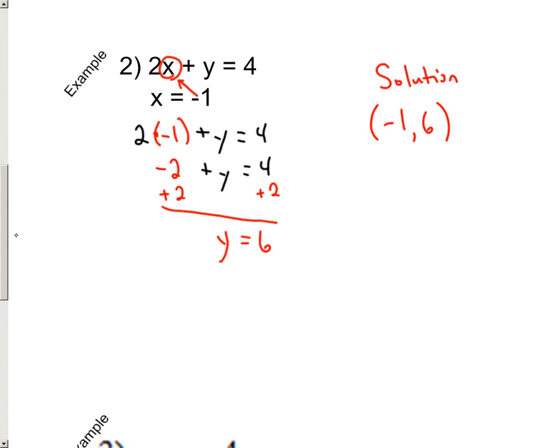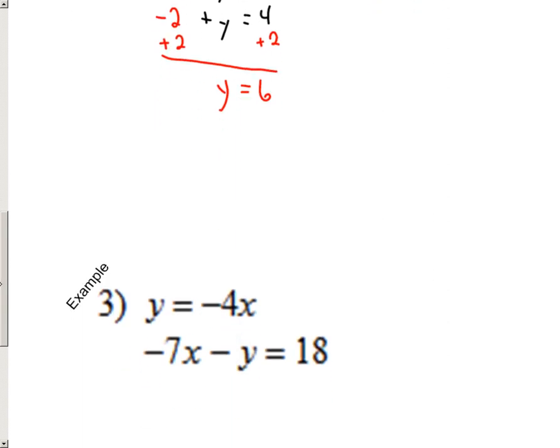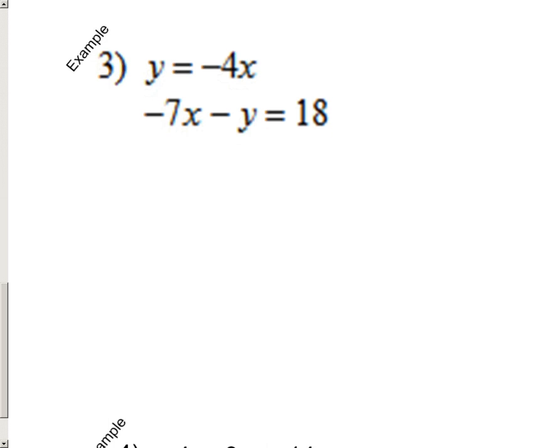Let's go down and take a look at a little bit more of an advanced type of situation here. This time I don't have y equaling a number, I've got y equals -4x. So any place that I see the y, I'm going to take it out and I'm going to put in the -4x. So let's rewrite this whole equation.